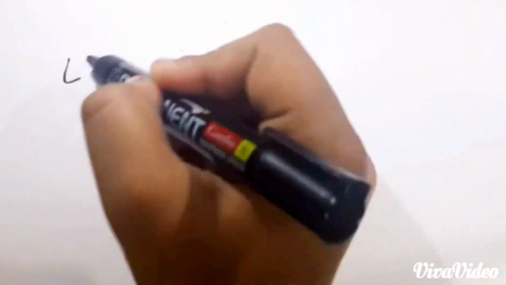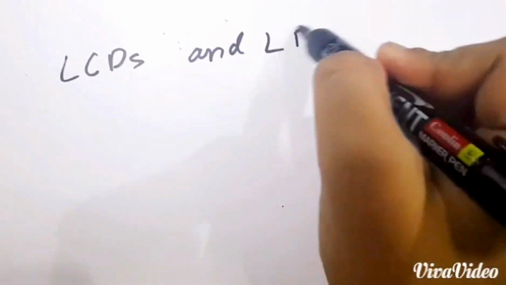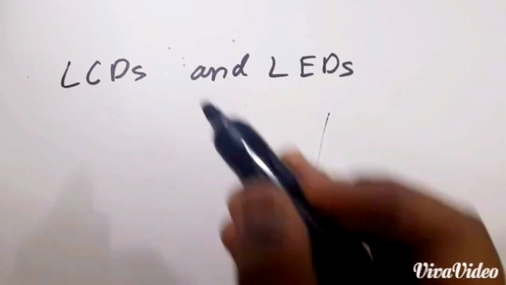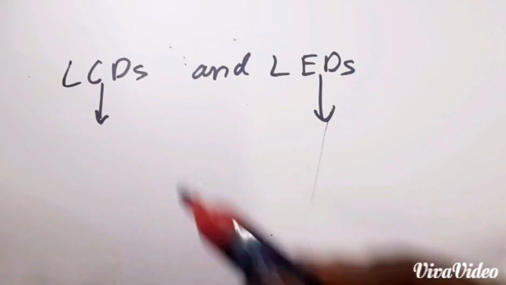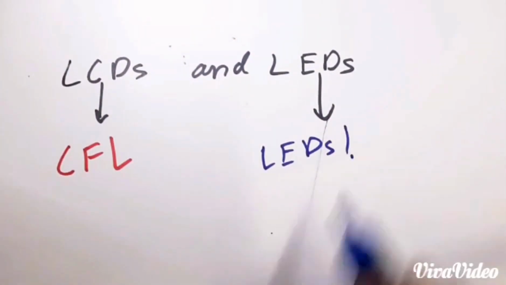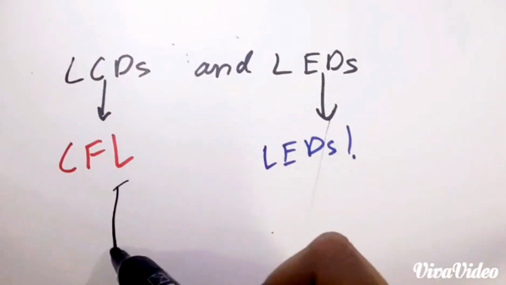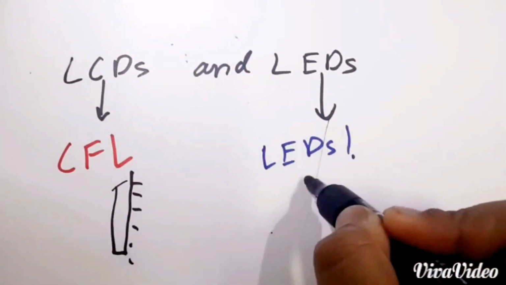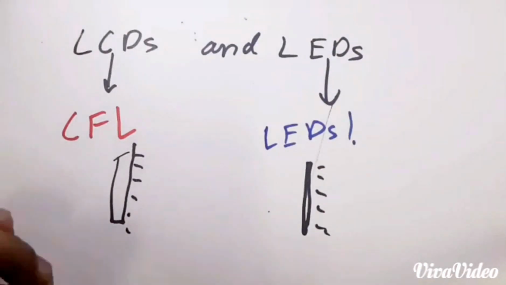The only difference between LCDs and LEDs is the light source used. In LCDs, as I said, they use a CFL light source, while in LEDs, of course, they use LEDs. Usage of LEDs also allows LED TVs to be thinner than LCDs.